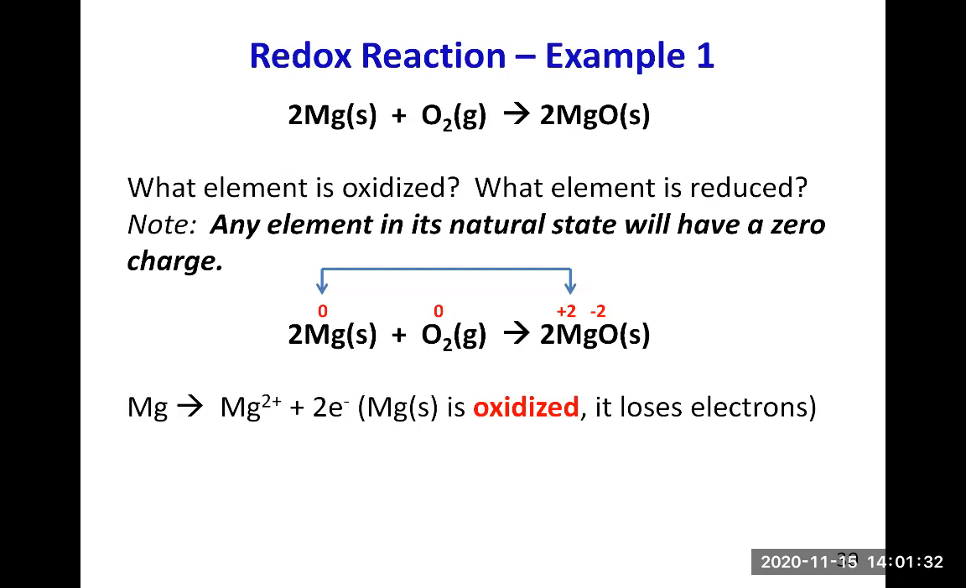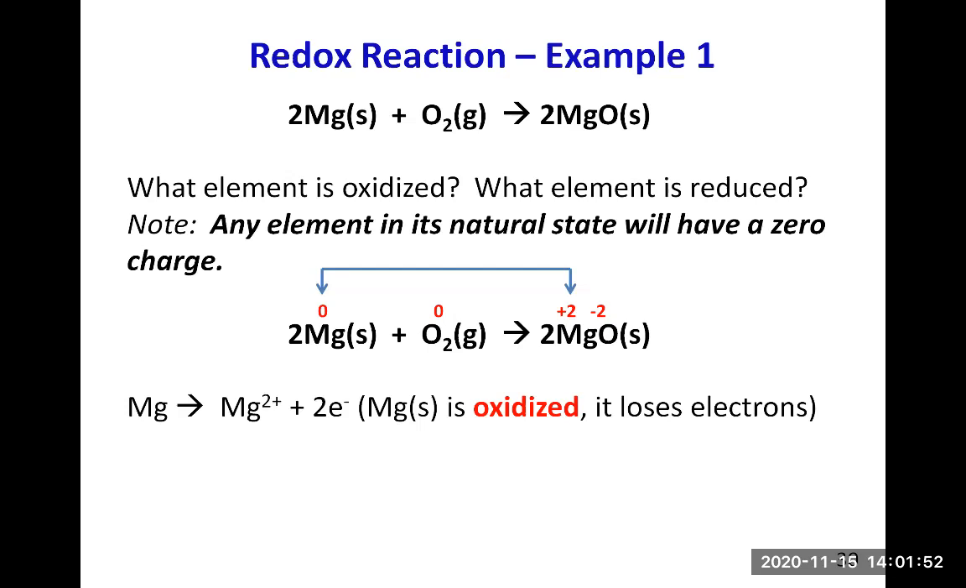So loss of electrons is oxidation. Then the elemental magnesium is oxidized into magnesium 2+, the cation. So we say that magnesium is oxidized because it lost electrons in this reaction.